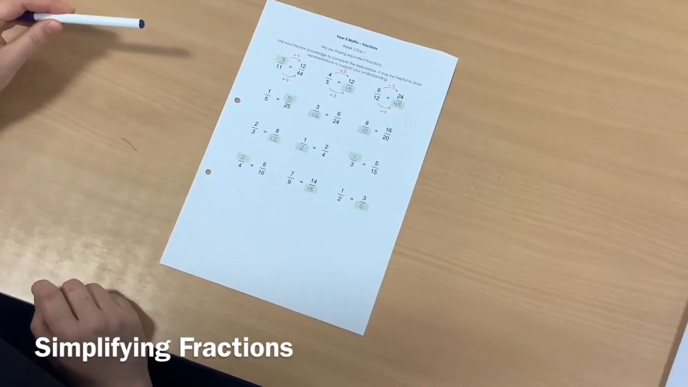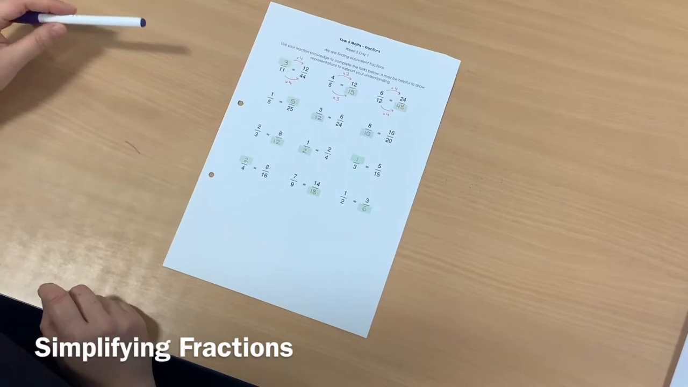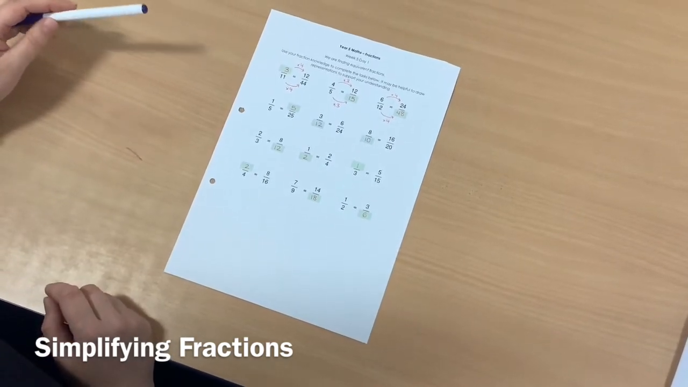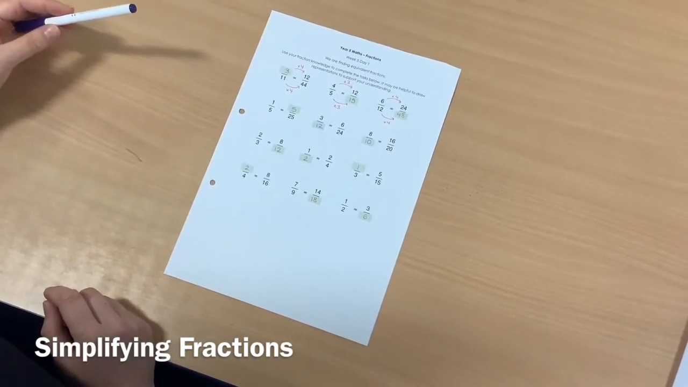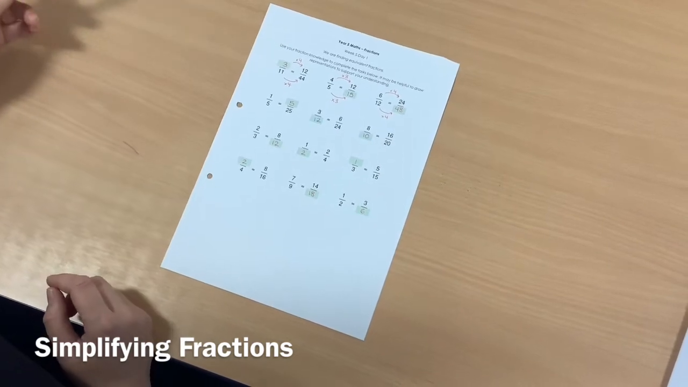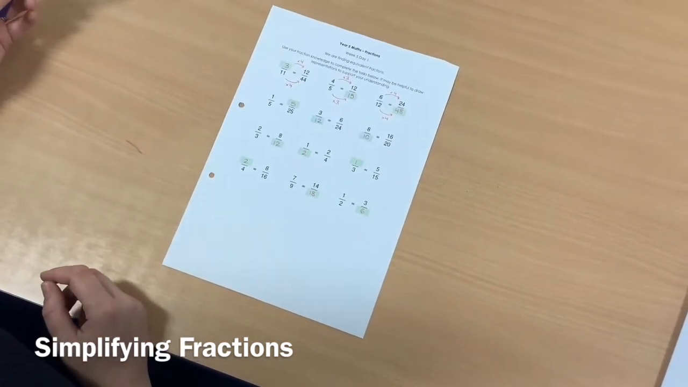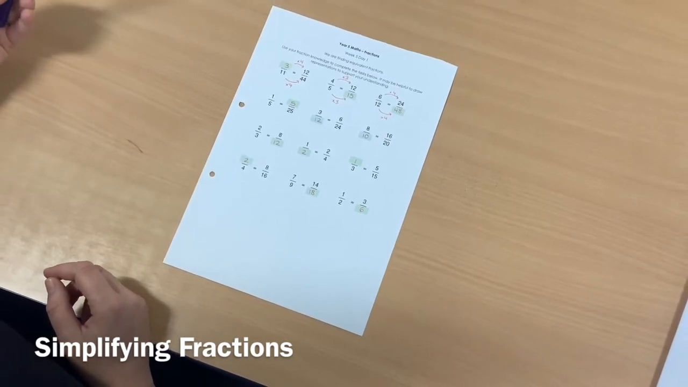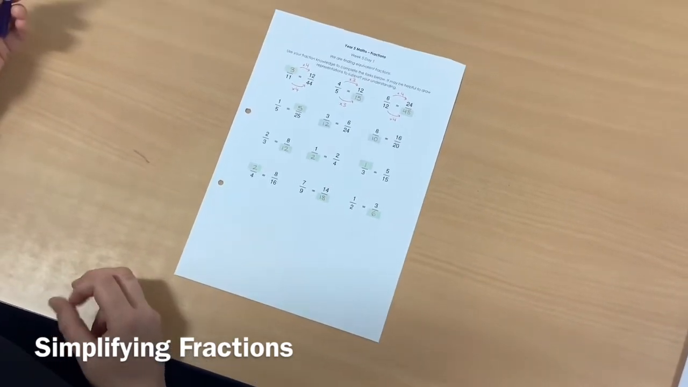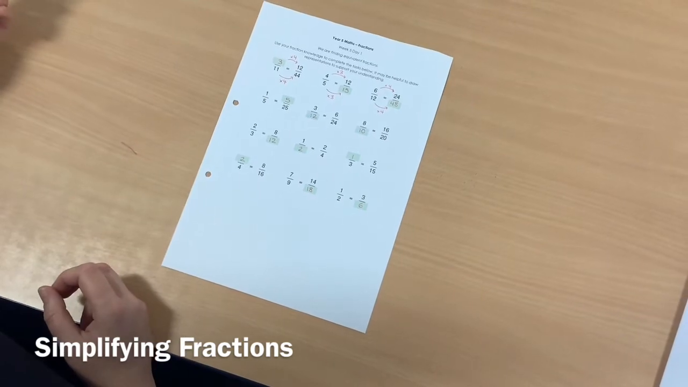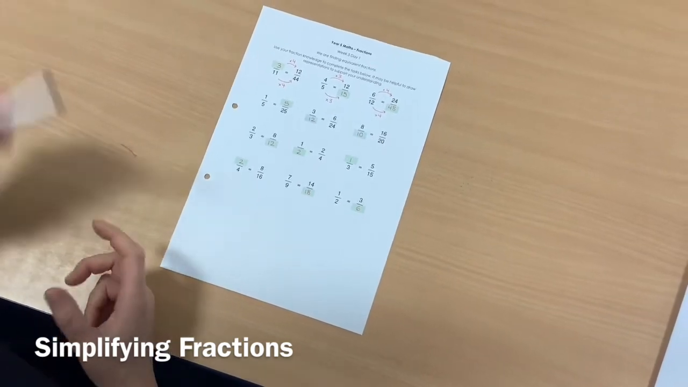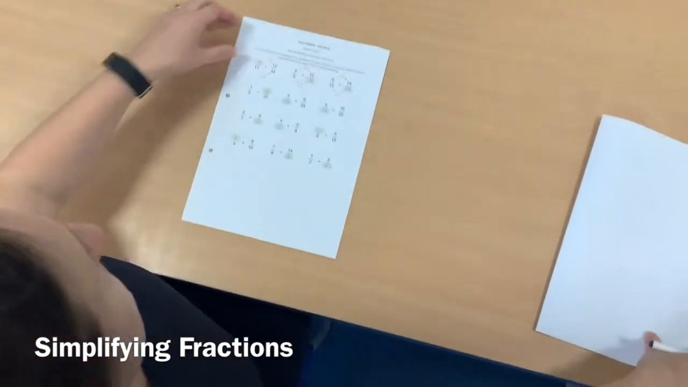Now, obviously, knowing your tables is so important when you're learning about fractions. So if you're finding it difficult to recall some of these tables, do make sure you're using Times Tables Rockstars or Purple Mash or any methods at home to keep practicing those tables. Remember, you should know them up to 12 times 12 and you should be able to recall the answers within 6 seconds. Okay, so that's yesterday's answers.